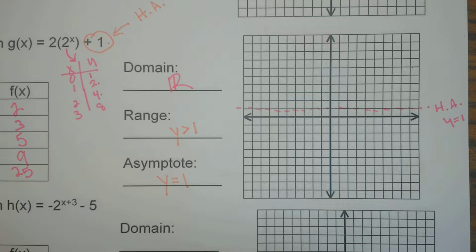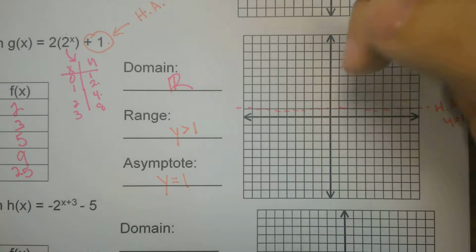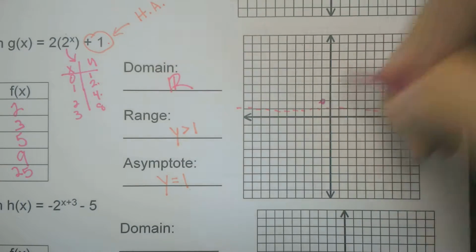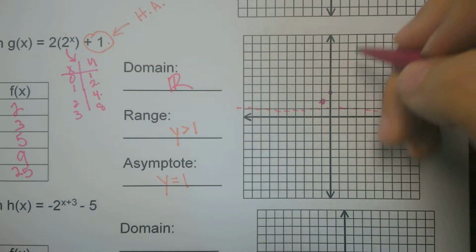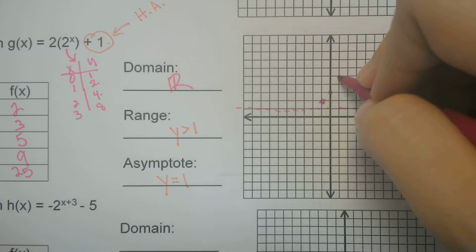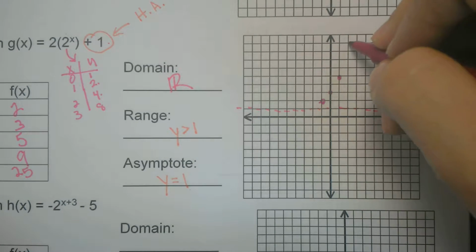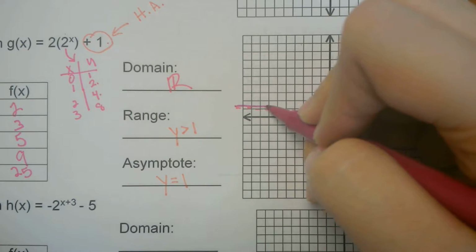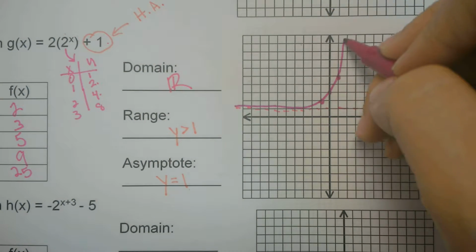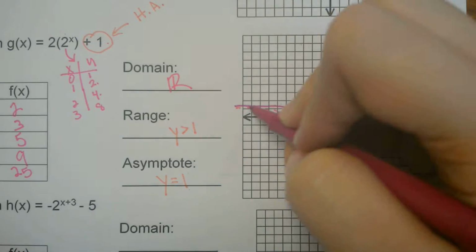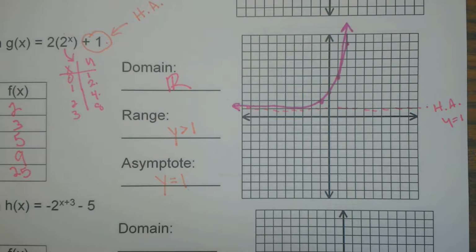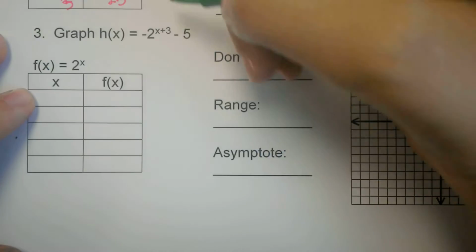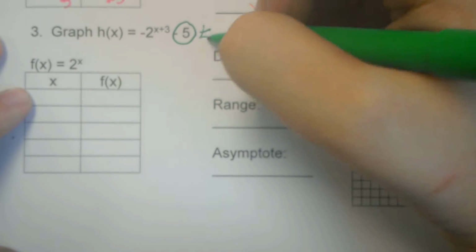Then I have points at negative 1, 2, 0, 3, 1, 5, 2, 9, and then 3, 17 is way off. So then this one, that is my HA.